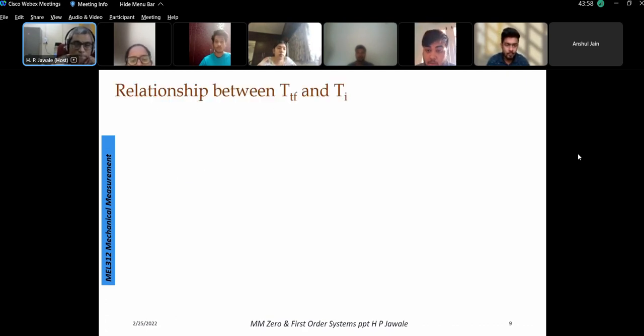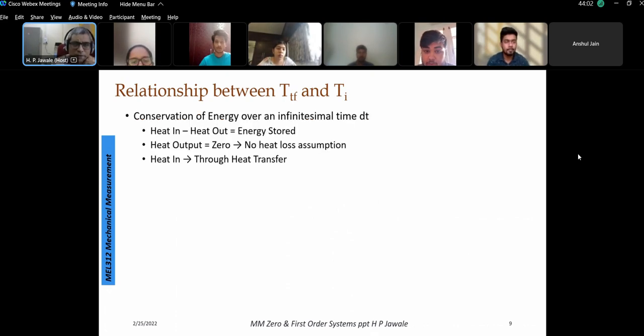So this is a general expression for how much the level of mercury will be obtained from the 0 mark in the capillary. So we go further, deriving the equation between TTF and Ti. The law of conservation of energy over the infinitesimal time dt is used here, so that heat in, that is heat input to the bulb or the mercury, minus the heat out from the system is nothing but energy stored inside the bulb. This is the common equation that we are going to use.